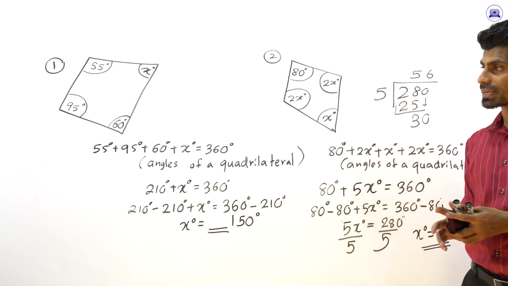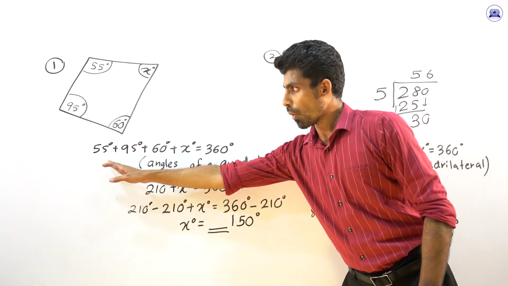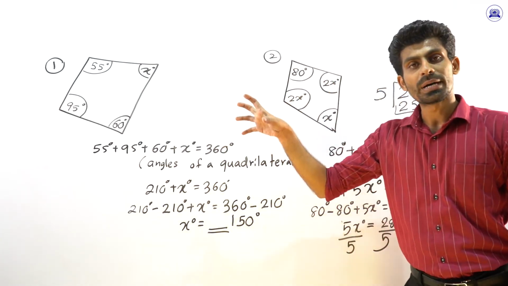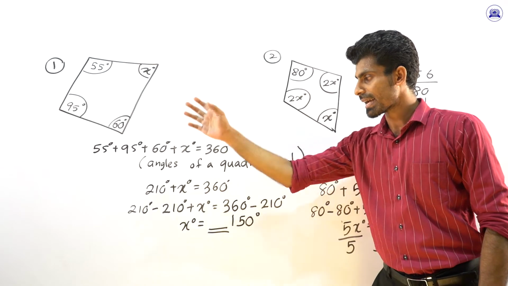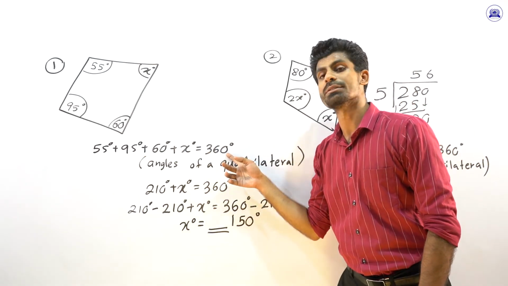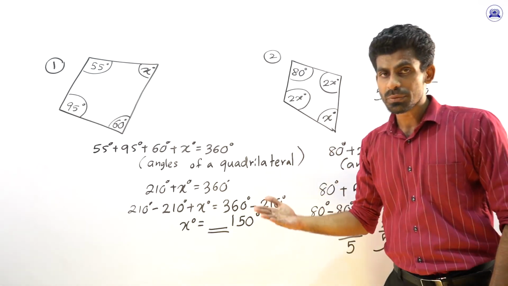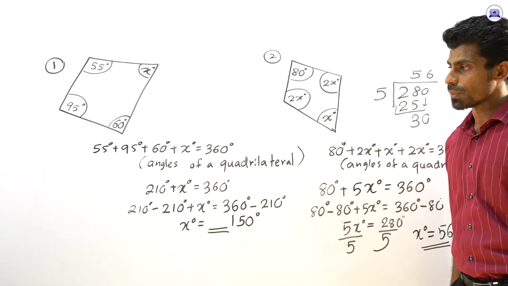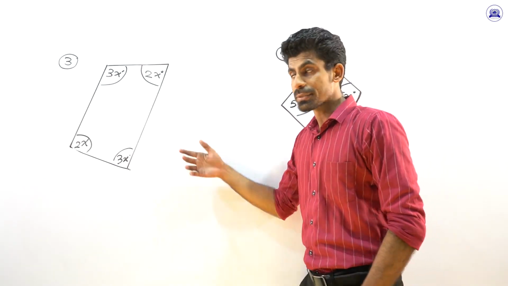So question 2 I have already done. What is the theorem that I have used? All 4 angles in a quadrilateral, so the summation of the angles of a quadrilateral should equal 360. Very easy. Shall we quickly move to question number 3? Right, let's go to question number 3.